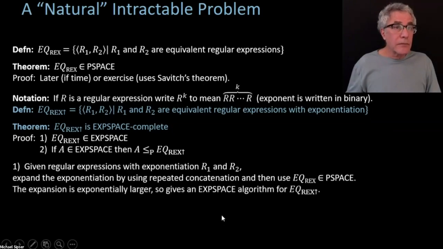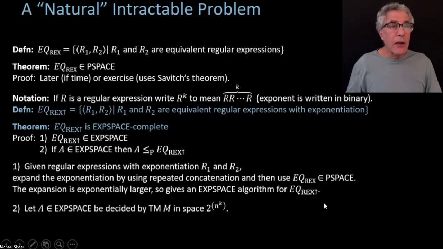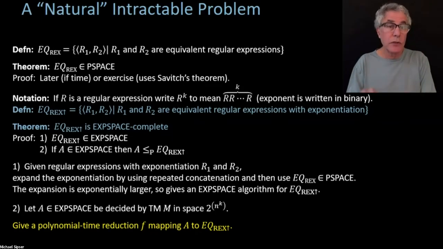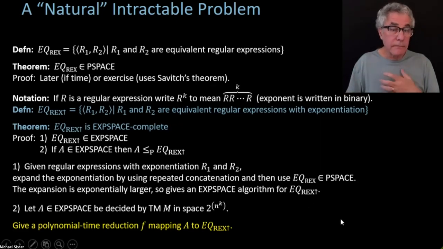Okay, so that gives you an exponential space algorithm for this problem. But now what we're going to do, the interesting part, is the reduction. So given some language A in exponential space, say decided by some Turing machine in that amount of space, 2 to the n to the k, we're going to give a reduction that maps A to this equivalence problem. Got it? That is the plan.